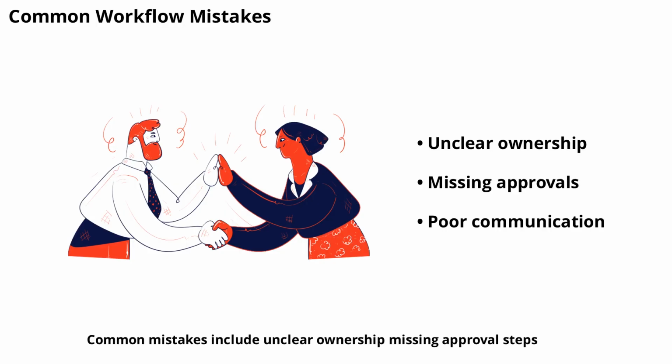Even well-designed workflows can run into trouble. Common mistakes include unclear ownership, missing approval steps, and poor communication. These issues can lead to delays, errors, or compliance risks. Regularly review your workflows to catch and correct these mistakes early. Encourage open communication and make sure everyone understands their roles and responsibilities.